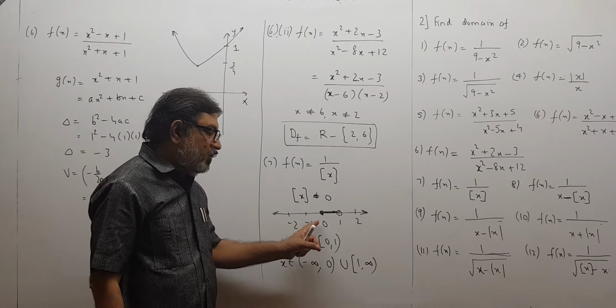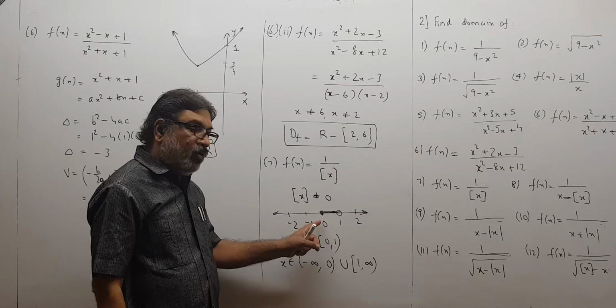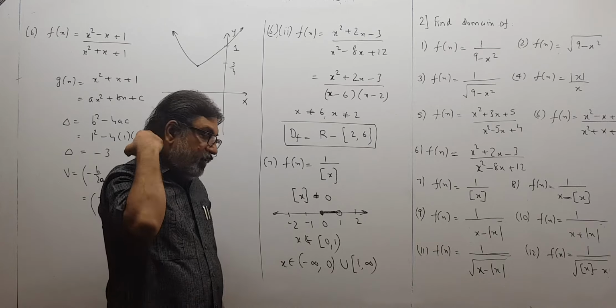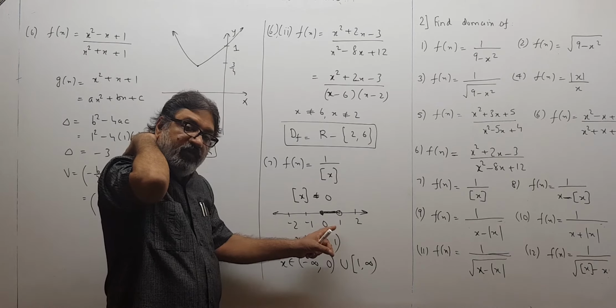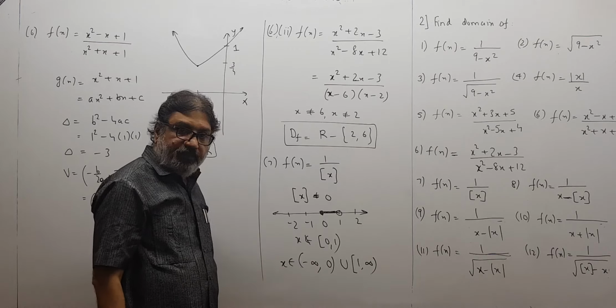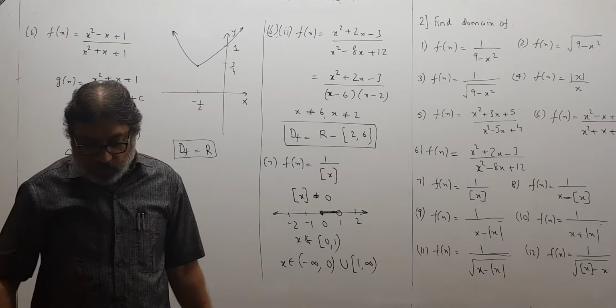Minus infinity to 0, 0 not included, because if we include 0, the integer part of 0 will be 0. That we don't want. 1 we can include because the integer part of 1 is not 0. So from 1 to infinity. Open at 0, closed at 1. Please pause and copy, children.